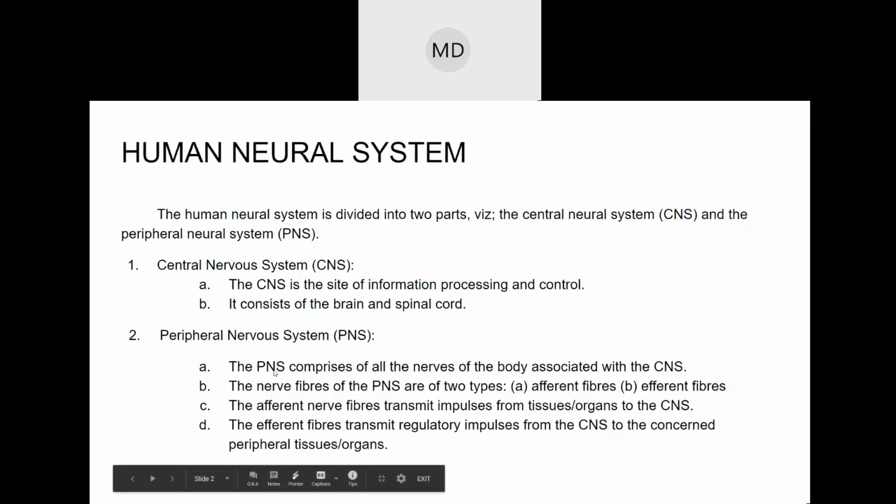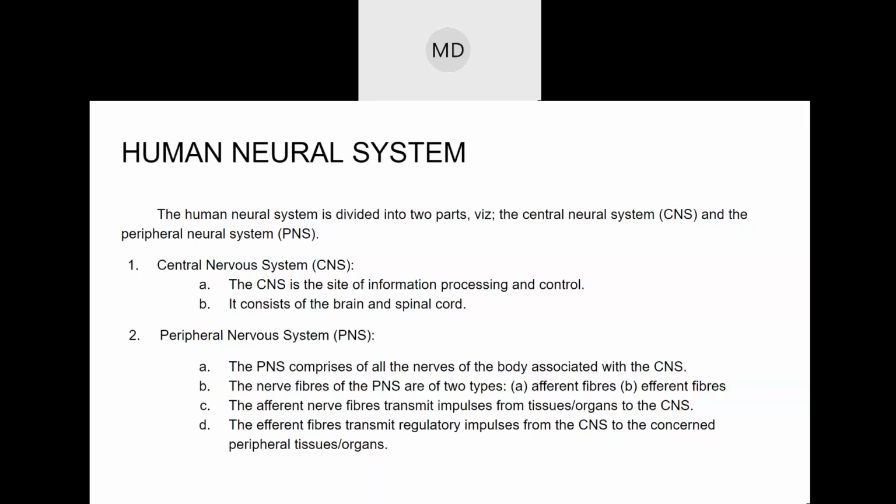Now the human neural system or human nervous system comprises two parts, that is CNS and PNS. CNS comprises the brain and spinal cord, and PNS comprises all the nerves that are in our body, right? All the nerves that are associated with the brain and spinal cord. All the nerves or neurons present in the body comprise the peripheral nervous system or the PNS.